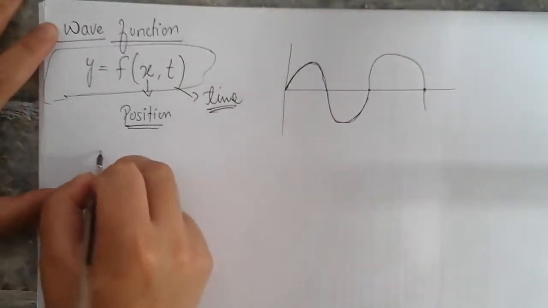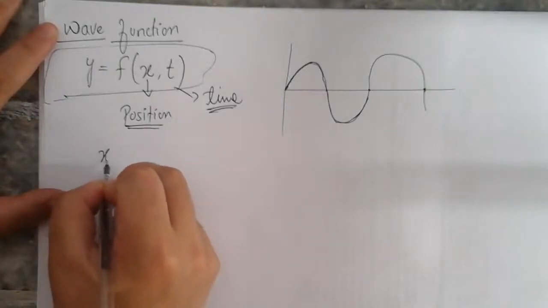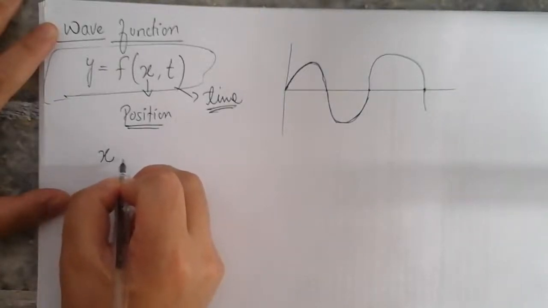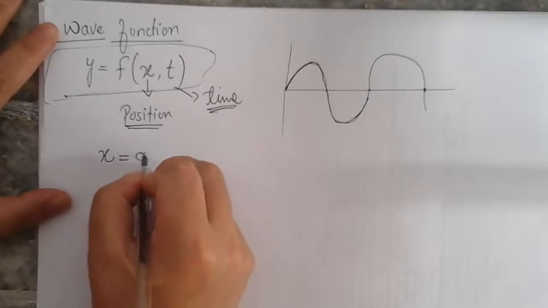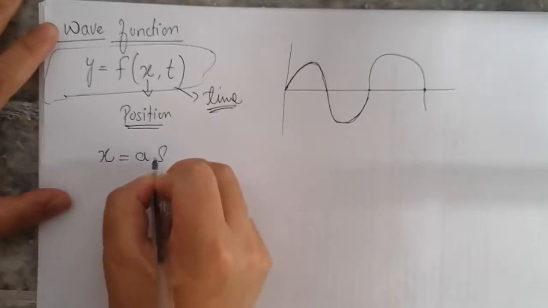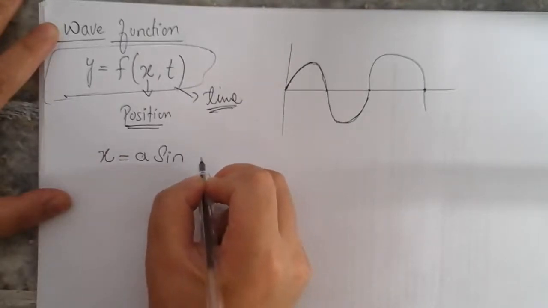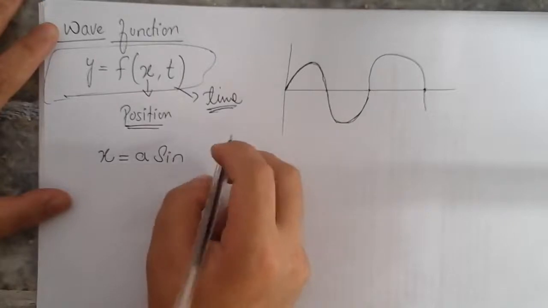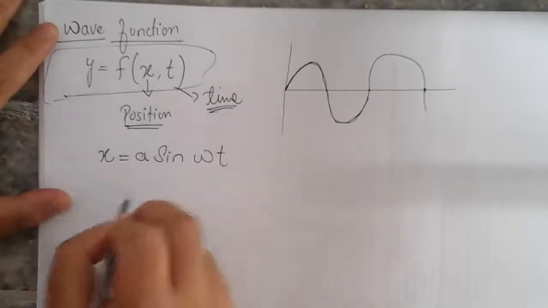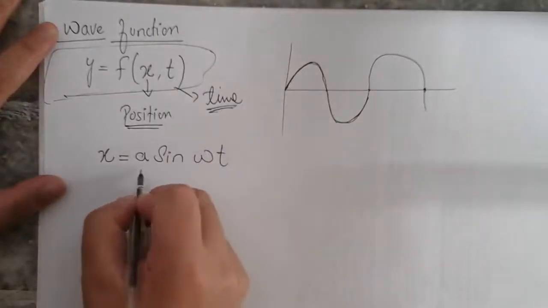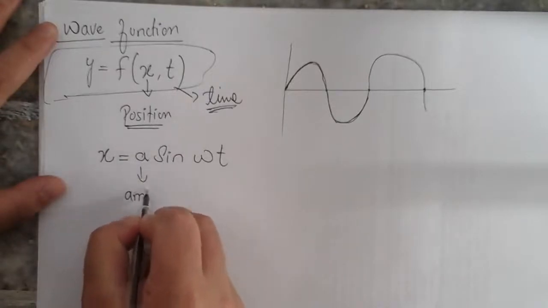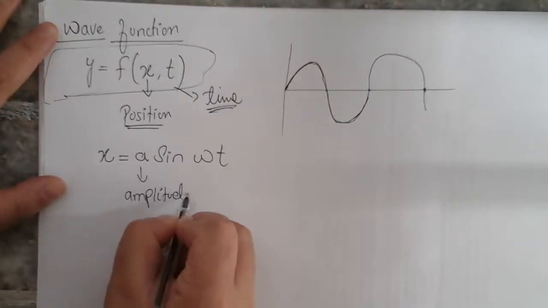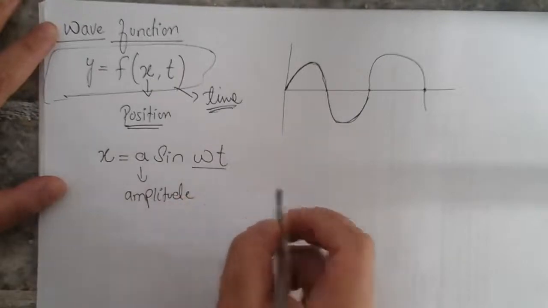that the simple harmonic displacement for simple harmonic motion is equal to x equals amplitude sine omega t plus phase angle. Okay, so here A is the amplitude and this is the phase angle.